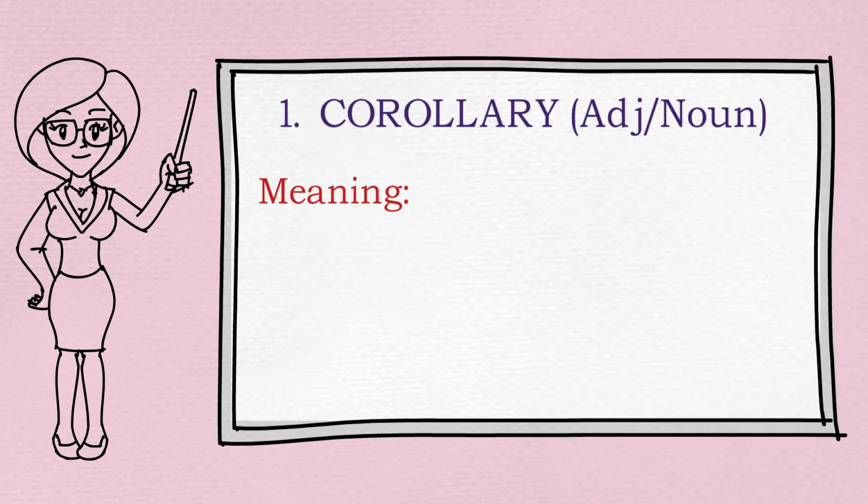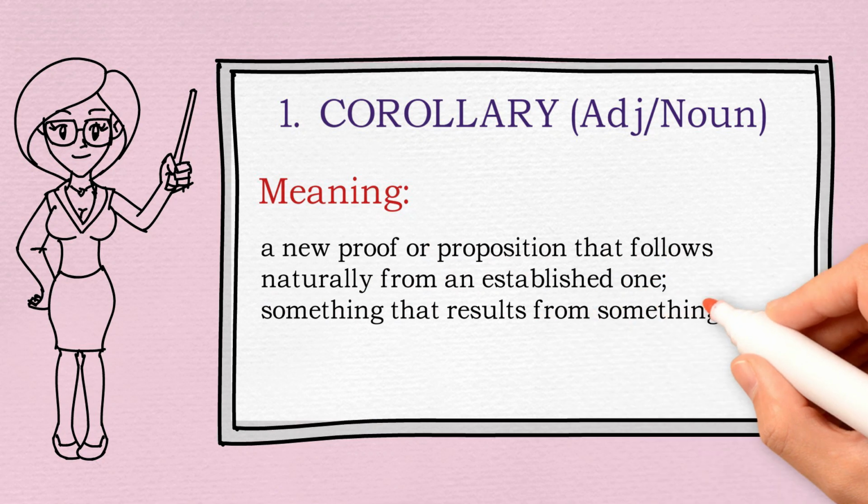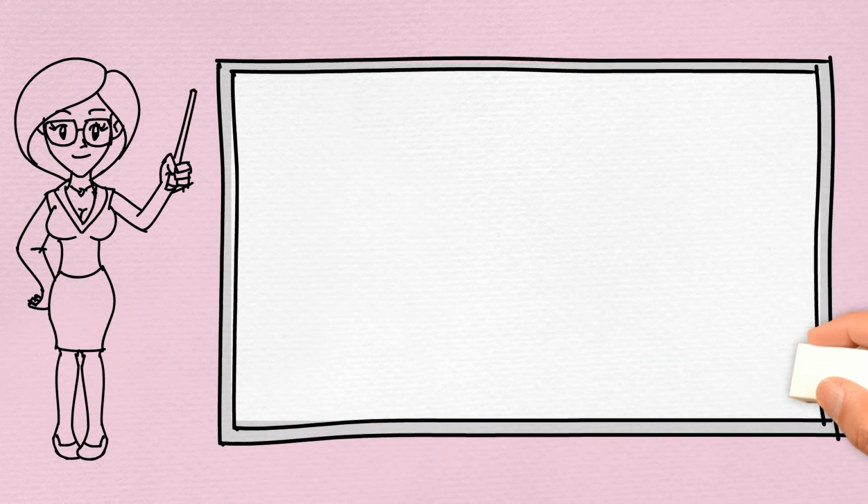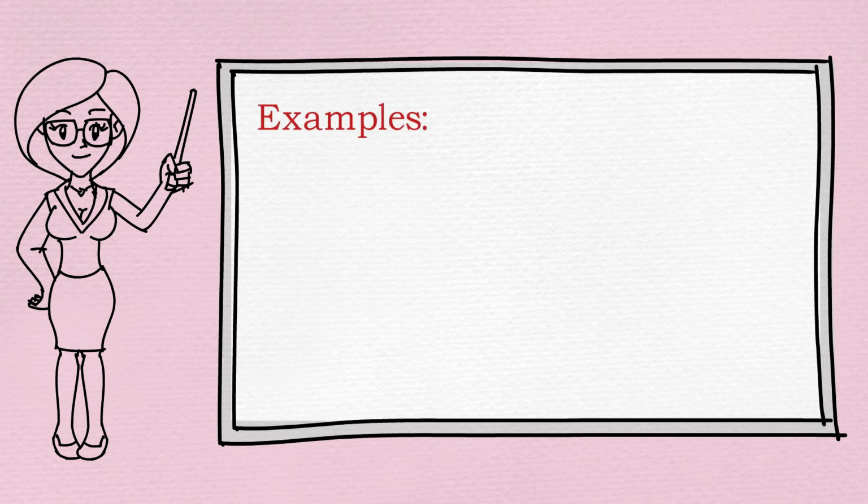Corollary. Corollary means a new proof or proposition that follows naturally from an established one. Something that results from something else. Consequence. We'll see a few examples to understand the word corollary better.